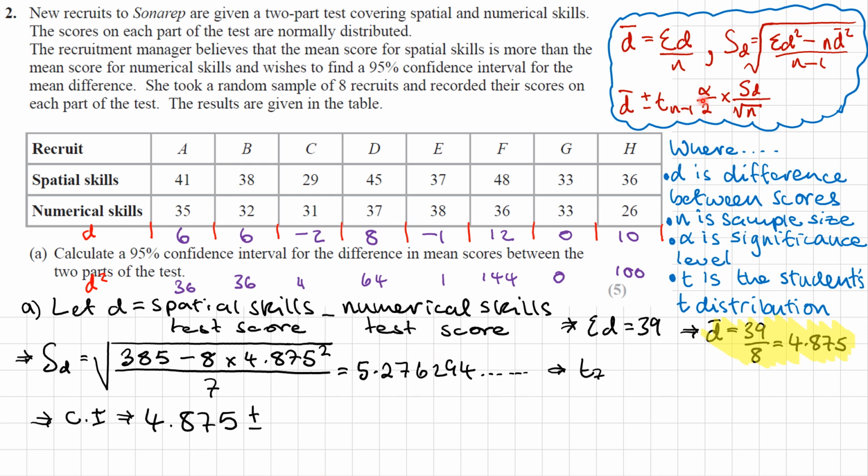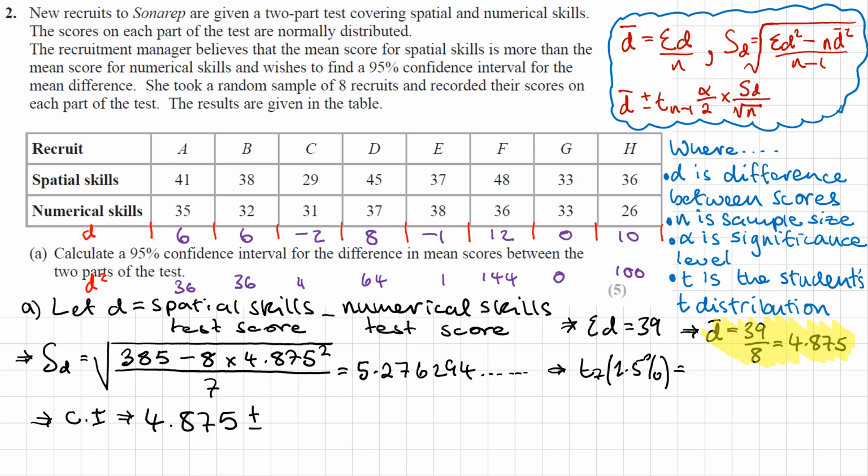And we need to take the significance level and divide that by 2. Now remember, that's going to be 100 minus 95, which is 5%. So 5% divided by 2. So really I should have said here that it's 100 minus alpha divided by 2. So that's going to be 2.5%. Right, so let's get our tables and we'll look that up.